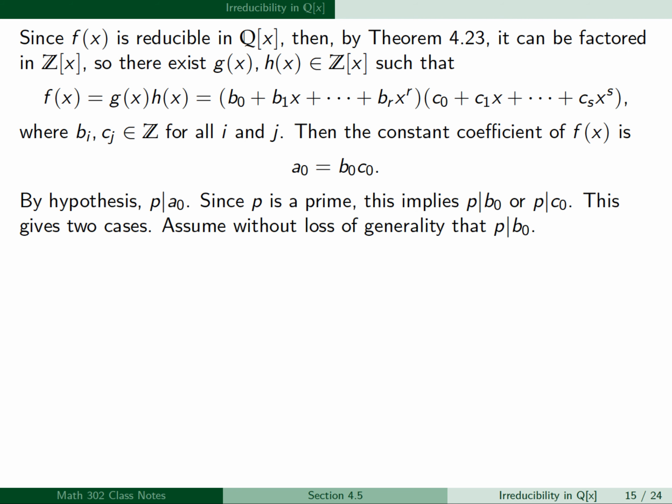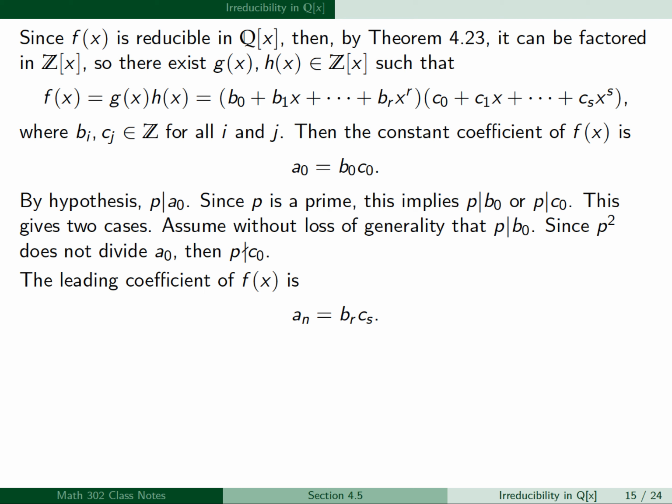And we'll assume without loss of generality the first case holds, and the proof of the second case is similar. So we'll assume that p divides b0. Now since p squared does not divide a0, it follows that p cannot divide c sub 0. The leading coefficient of f of x will be the product of the leading coefficients for g of x and h of x, so that tells us that a sub n is equal to b sub r times c sub s, and by our hypothesis p does not divide a sub n, which implies that p does not divide b sub r.